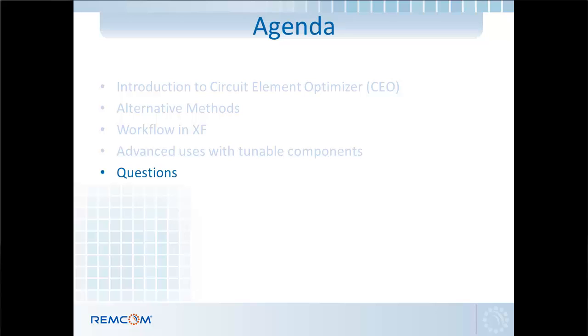So that covers everything that I wanted to go over today. I hope you have a good understanding of what the circuit element optimizer feature is and how it differs from some of the alternative methods that are out there. I also went over how it fits into the antenna design workflow and some of the buttons that you can find or use within XF. We do have other step-by-step tutorials that are available that actually walk you through the response matrix and circuit optimization in more detail. And I also went over some of the advanced uses of tunable components.